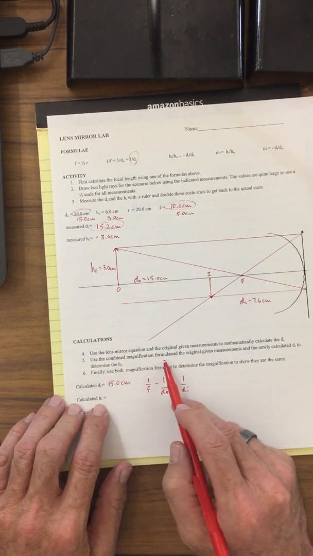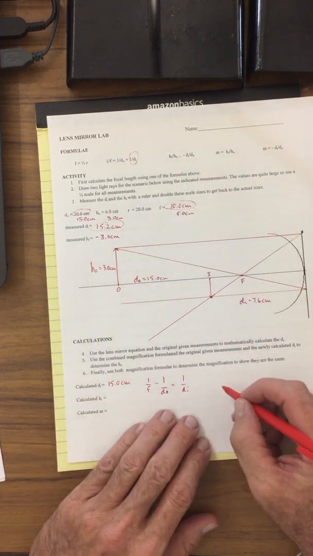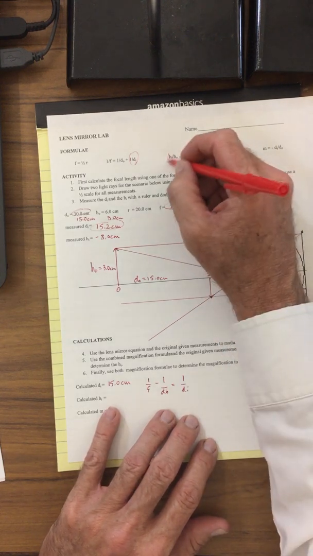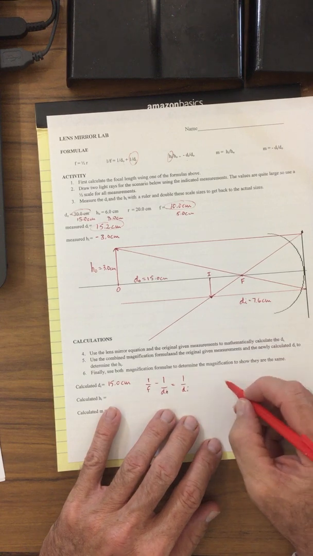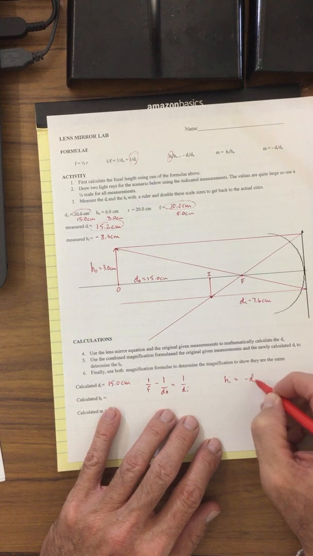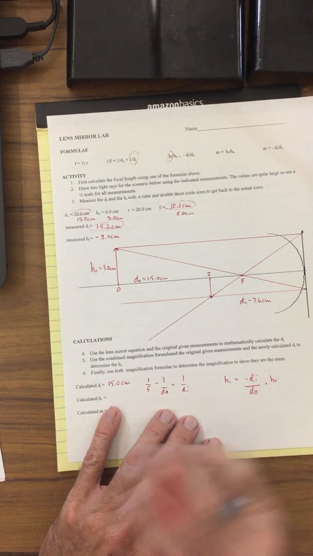Okay, the calculated height of the image. It says we can use the magnification formula, combine one for this right here. So we have hi over ho equals negative di over do. We're trying to solve for this, so we're going to multiply by ho on both sides. So hi will equal negative di over do times ho.